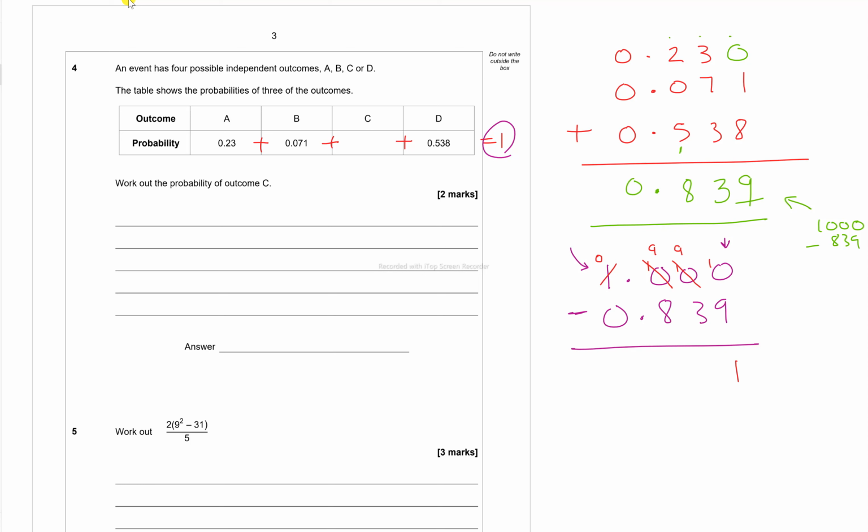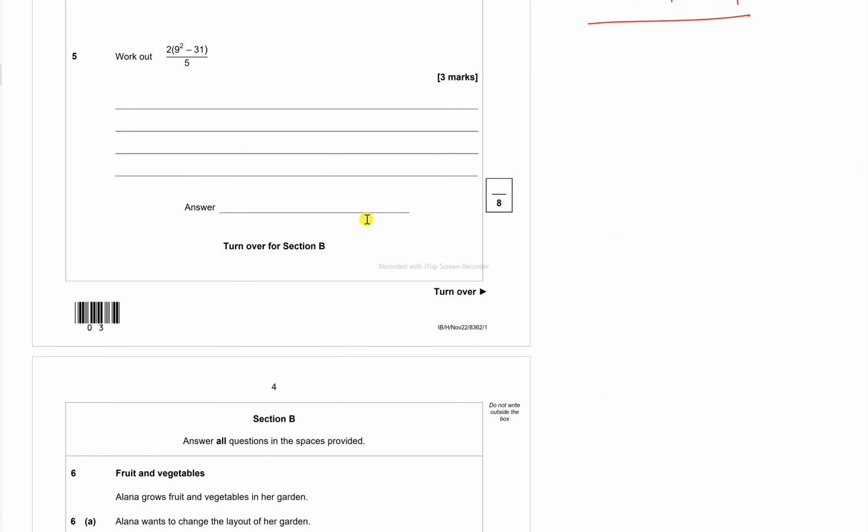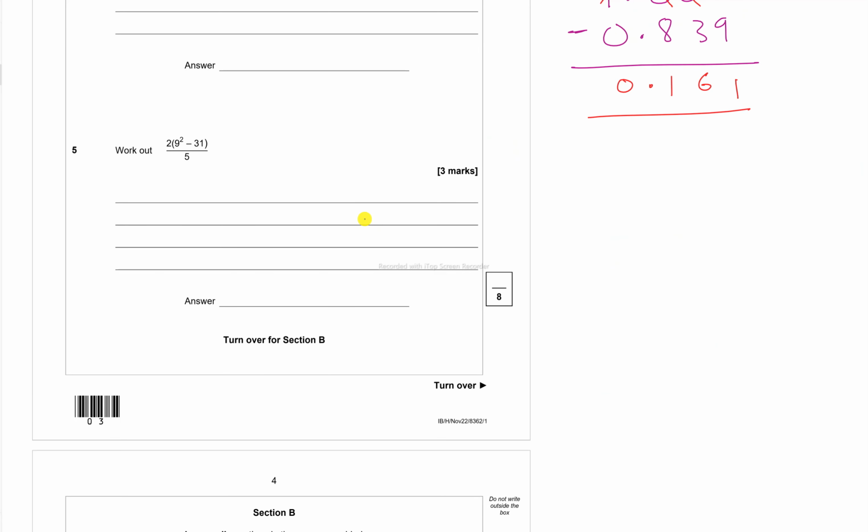10 take away 9 is 1. 9 take away 3 is 6. 9 take away 8 is 1. Now this is 0. 0 take away 0 is 0. So the probability that's missing here is 0.161. So if I add all these, I should get 1. Yeah, that's fine. Right, again, we've got BIDMAS. So what we've got to do is we've got to do brackets first.